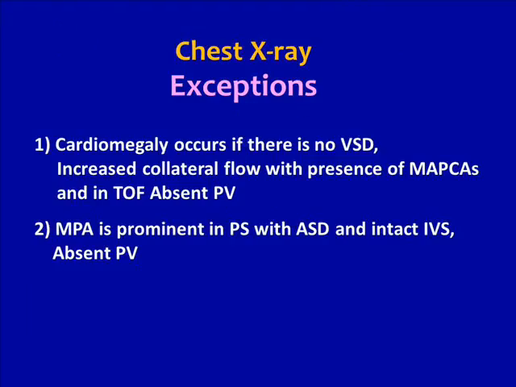Again, in chest X-ray, exceptions do occur against generalization. Cardiomegaly occurs if there is no VSD, in MAPCA with increased collateral flow, and in TOF with absent pulmonary valve. Contrarily, MPA may be prominent in PS with ASD and intact IVS, and also in TOF with absent pulmonary valve.